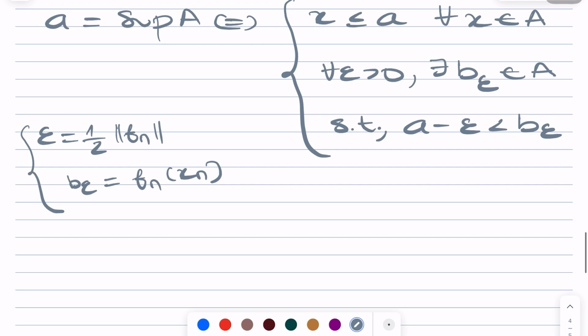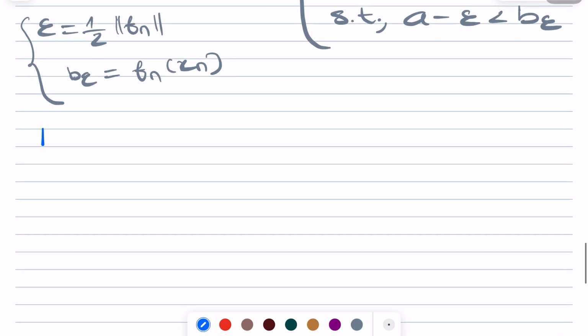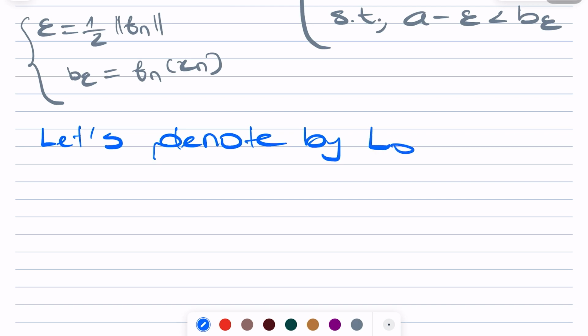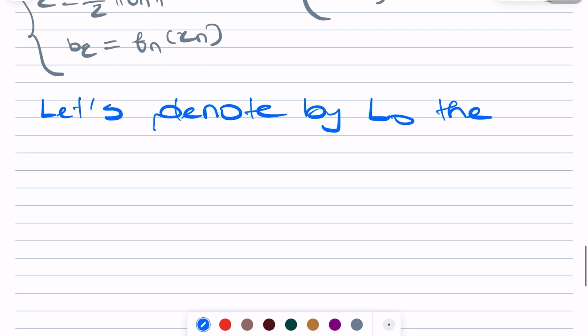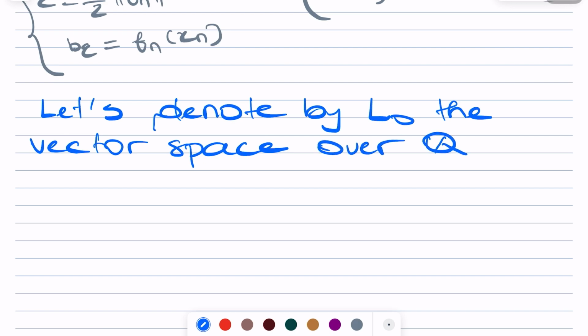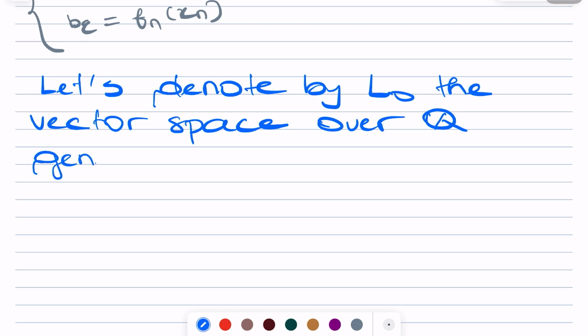Okay, now let's denote by, say, L0 the vector space over the rational numbers generated by the x_n.